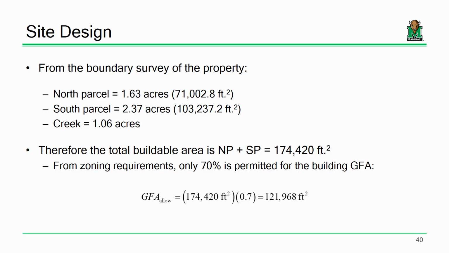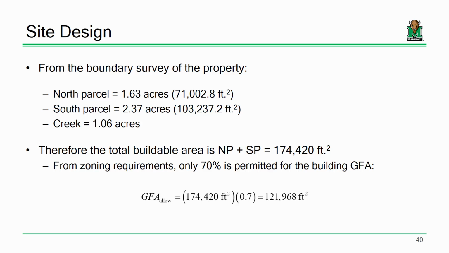Okay, so let's do a little bit of work here. For the north parcel from the boundary survey, we hired a surveying firm, they went out there and surveyed the lot, and this is what we got. We've got this creek, and the usable area for this creek takes up 1.06 acres. Here's the north parcel and here's the south parcel. The north parcel takes up 1.63 acres, or about 71,000 square feet. The south parcel takes up about 103,000 square feet. So the total buildable area on the site, if we take out the creek, is 174,420 square feet.